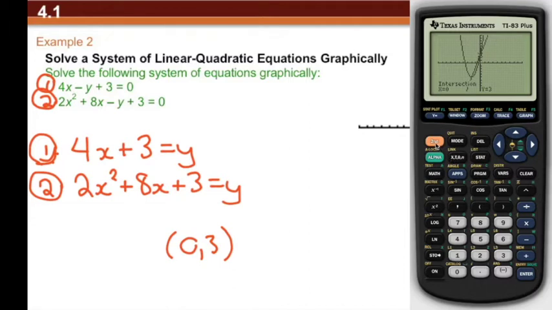We'll repeat that process again to find the second point. So Second Trace, option 5 for where they intersect. First curve y1, yes. Second curve y2, yes. I'll have to move the guess this time. I'll go left. That looks close enough. And we have a second point of intersection at (-2, -5). Both of these points act as the solutions to this equation, or the system of equations, that is.